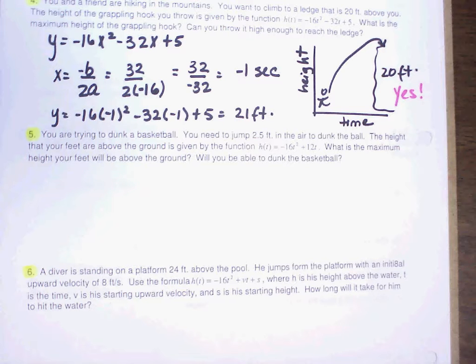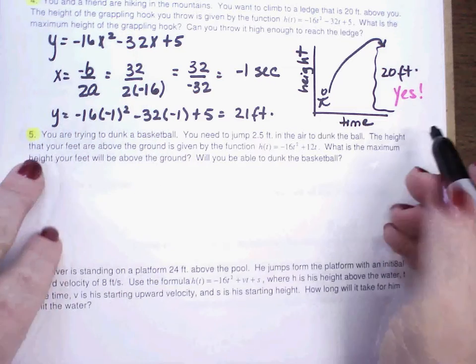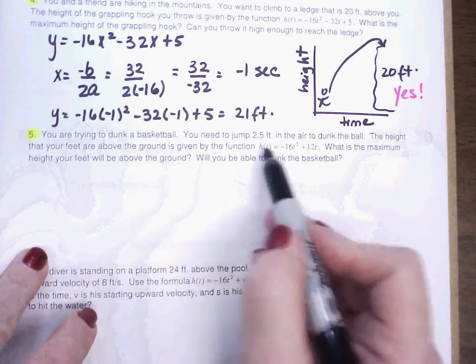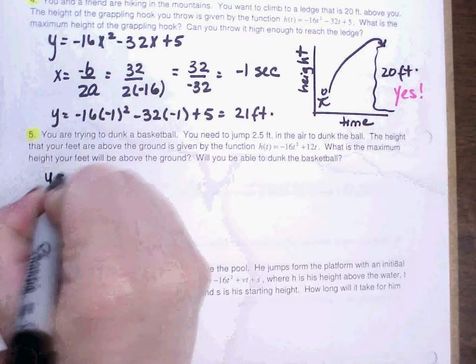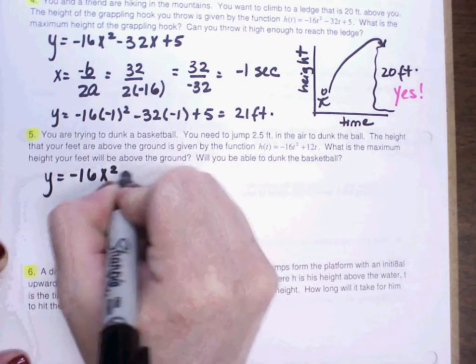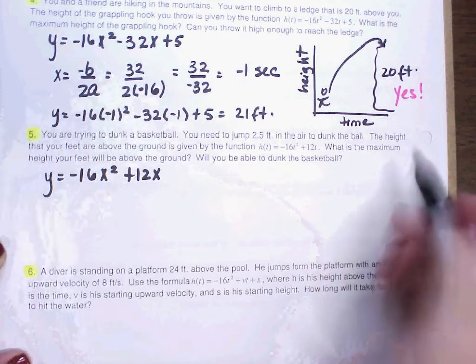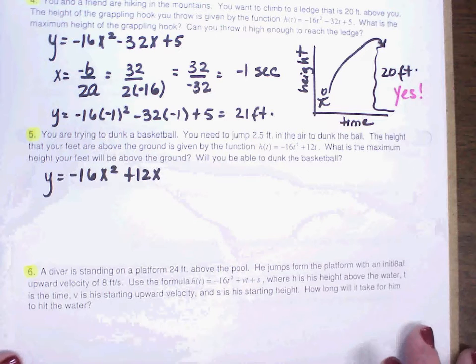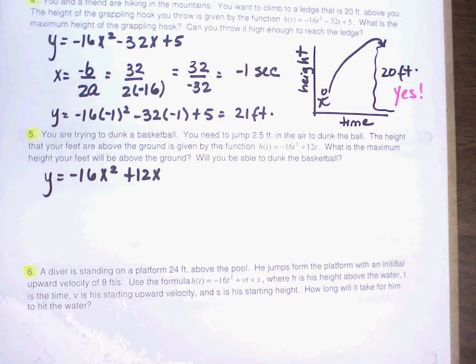The height that your feet are above the ground is given by the function negative 16x squared plus 12x. What is the maximum height your feet will be above the ground, and will you be able to dunk the basketball? Alright, so if you're looking for the maximum height, what are you looking for? Your axis of symmetry. Now the x will only give you the time, right?